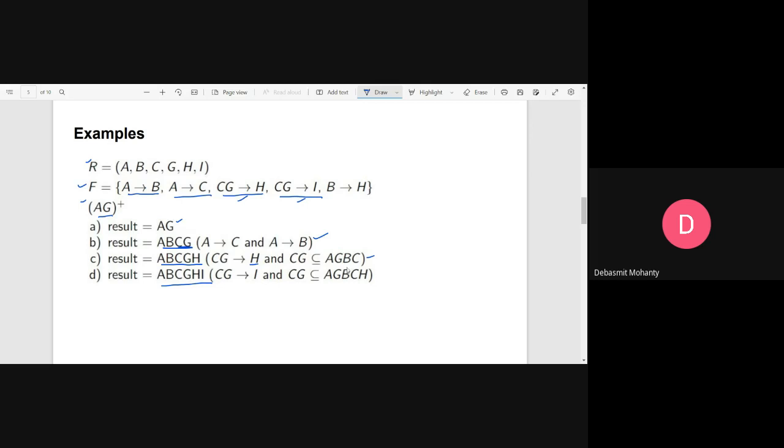What if we try something like ACG plus? Let's try ACG plus. It will be more interesting. Please go ahead. You can continue. Would anybody like to volunteer?